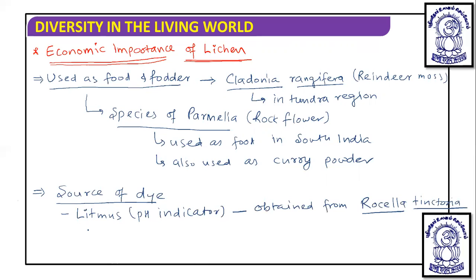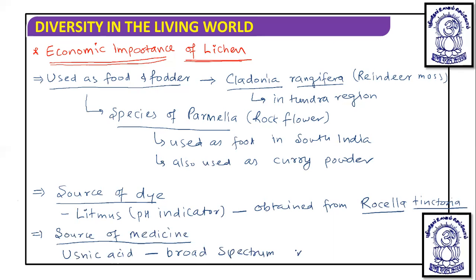Apart from this, they are also a source of medicine. If we talk about the source of medicine, usnic acid is a broad spectrum antibiotic, and this broad spectrum antibiotic is obtained from Usnea and Cladonia. So these are the species that help with this.